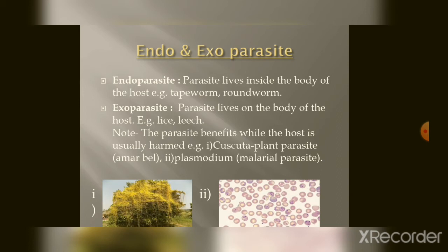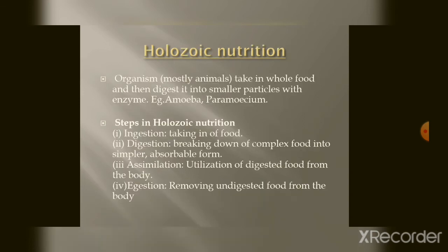In this type of nutrition, the parasite gains benefit, but the host is harmed. For example, they have given Cuscuta, which is a plant parasite, amarbel, and the Plasmodium. It is the malarial parasite that is present on animals. So next one is holozoic nutrition.